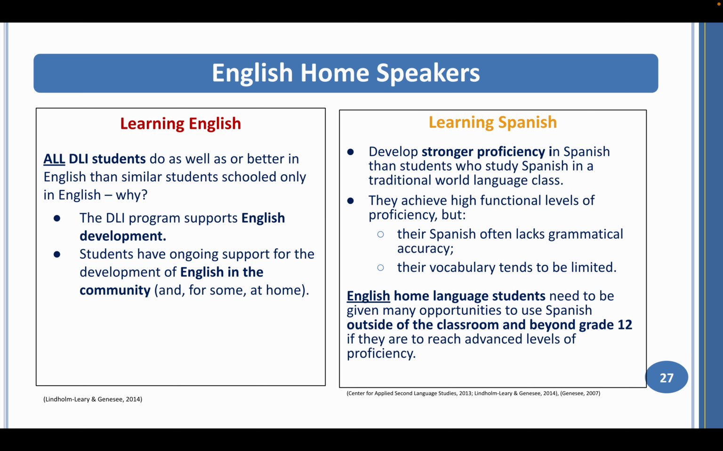When it comes to learning Spanish, English home speakers develop stronger proficiency in Spanish than students who study Spanish in a traditional world language class. They achieve high functional levels of proficiency, but their Spanish often lacks grammatical accuracy and their vocabulary tends to be limited. These students need to be given many opportunities to use Spanish outside of the classroom and beyond grade 12 if they are to reach advanced levels of proficiency.